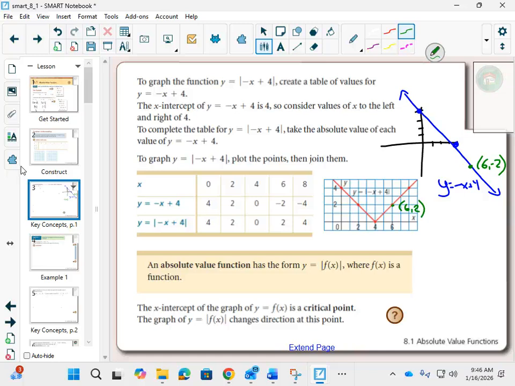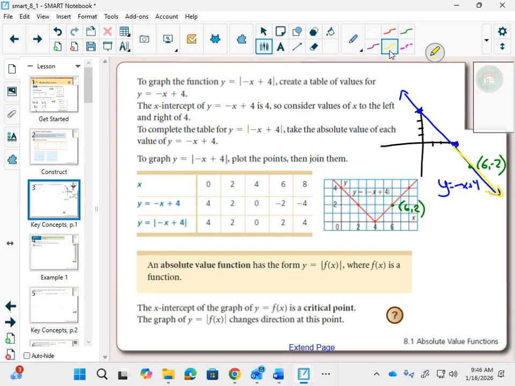And the idea is that this whole part, can you see, just got reflected up to become that part. The idea of reflecting it up is because you are multiplying your y values by negative 1 to make them positive. But you only do that when your y values are negative. So a very important point is this one. If you take out your highlighter, we call that a critical point because that's where it changes direction.